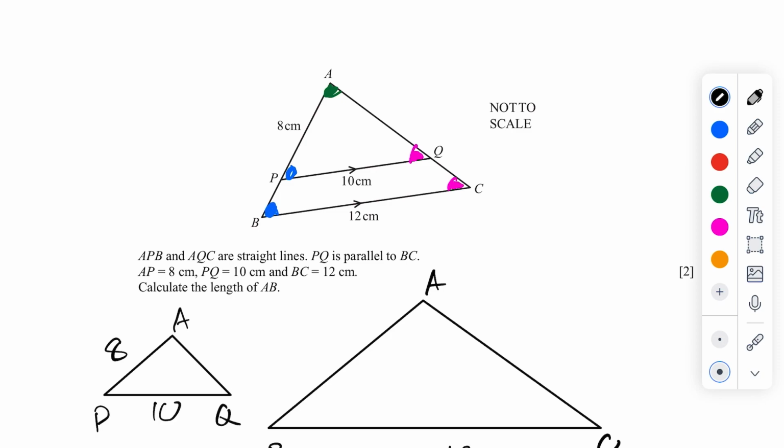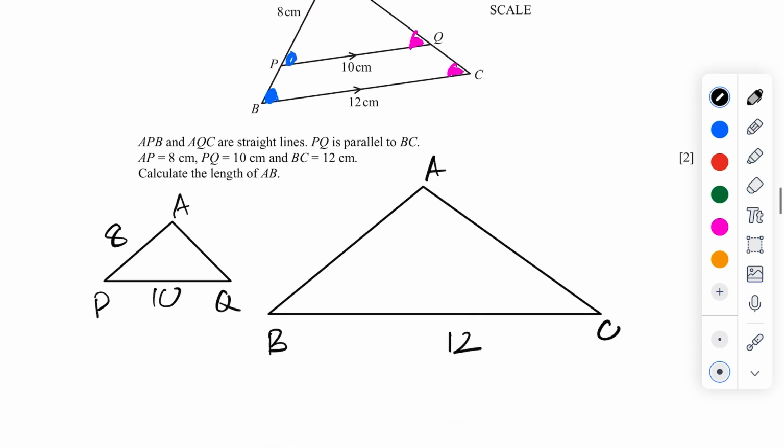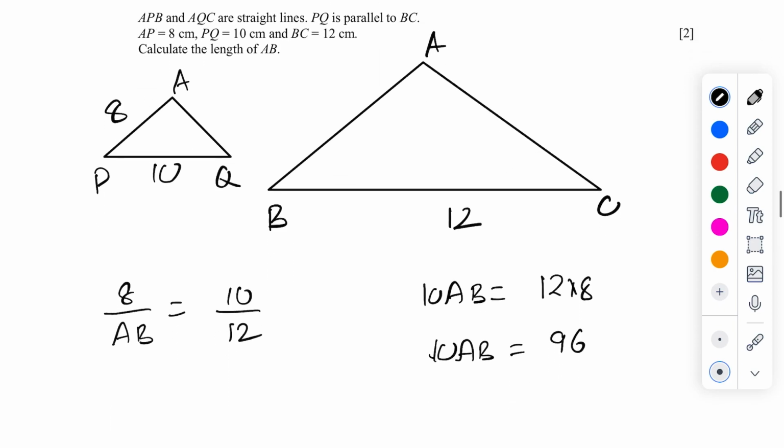What is he asking? He's asking us to find AB. So 8 upon AB equals 10 upon 12. So 10AB equals 12 times 8, 10AB equals 96. AB equals nothing but 9.6. That's going to be the answer.